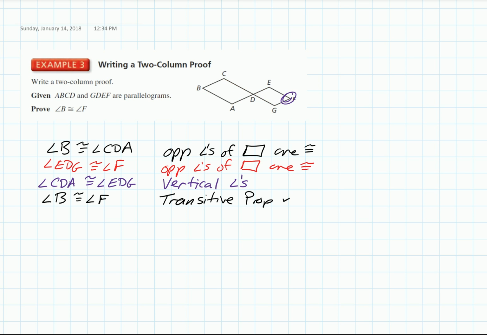Another way to look at this, if we're getting a little lost with the labels, is we can call this angle 1, angle 2, angle 3, and angle 4. I know that 1 is congruent to 2 because they're the opposite angles of a parallelogram. I know 2 is equal to 3 because they're vertical angles. And I know 3 is equal to 4 because they're the opposite angles of a parallelogram. Therefore, I'm allowed to jump from 1 all the way to 4 by the transitive property.